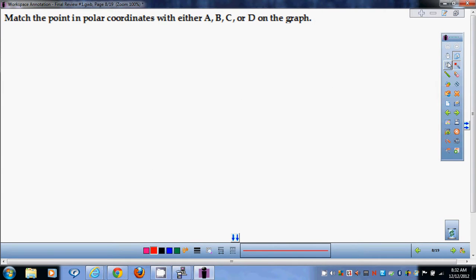Match the point in polar coordinates with A, B, C, and D on your graph. What do you think this one's going to look like? Austin, you want to tackle this one?